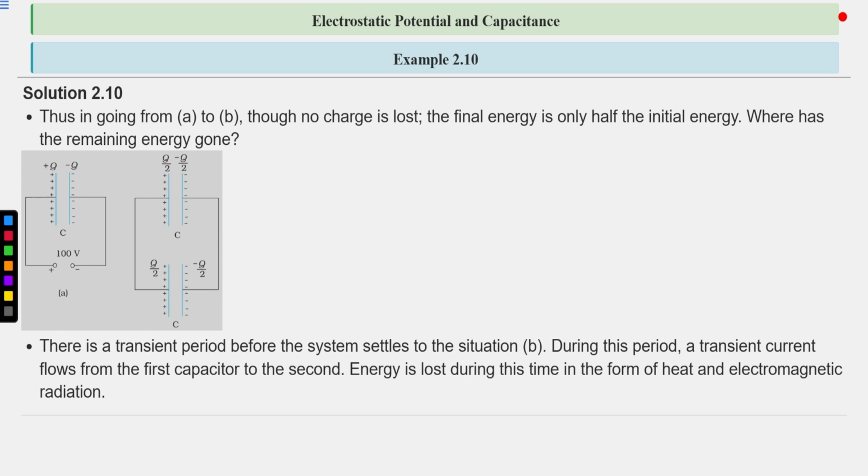When a charged capacitor is connected with another identical capacitor of the same capacitance, charges begin to flow and hence current is induced. This transient current flows from the first capacitor to the second. Therefore, due to the flow of current, energy is lost in the form of heat and electromagnetic radiation. That's why half of the energy is lost and we only got a final energy that is half of the initial energy.